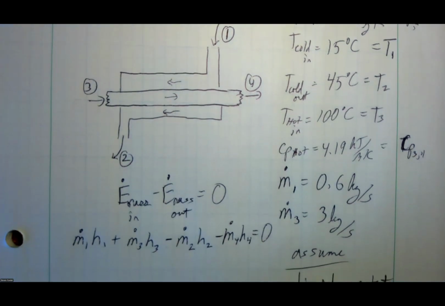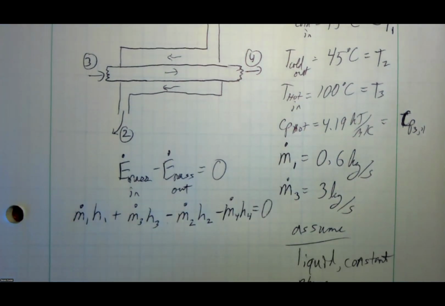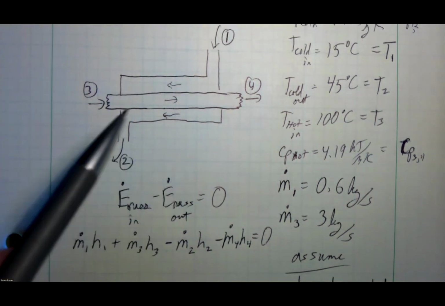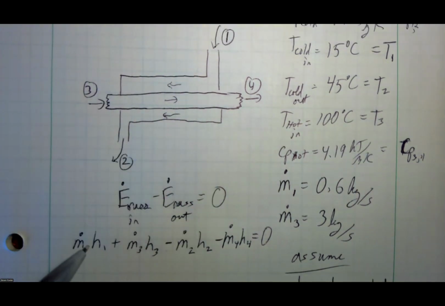I wrote it this way. I said, you know what? It's just one system. There's no work being done in either case. And if I just look at the whole thing as one big system, well, I've got stuff coming in at 1, I've got stuff coming in at 3, and I've got stuff going out at 2 and stuff going out at 4, and that sum then goes to 0.